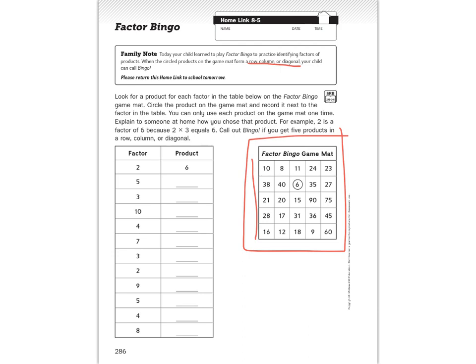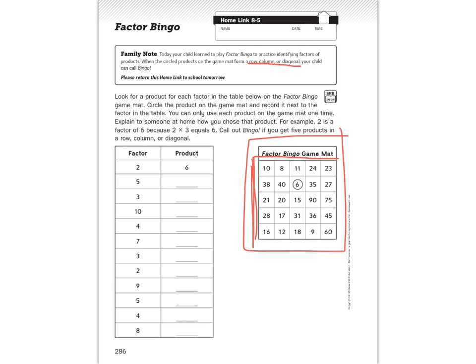So a row would be like 5 in a row. I'm sorry, that's a column. Oh my goodness, Mrs. Snowden. Here we go. A row would be like 5 in a row. A column would be like 5 this way, and then diagonal would be like 5 across or something like that. I'm going to erase that so we can still see. And then you can call out bingo.